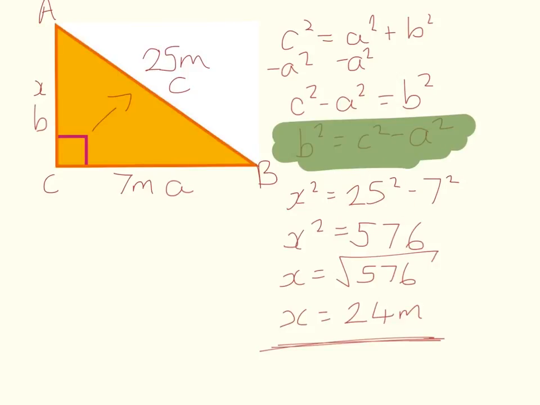So you do the big side squared, take away the smaller side squared. Follow through the procedure and you should not encounter many problems.